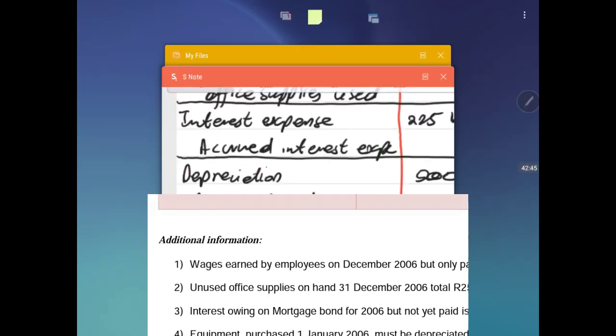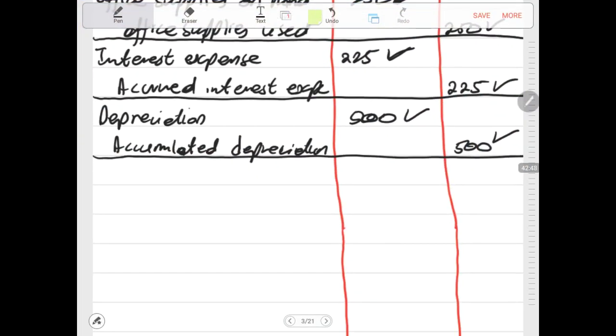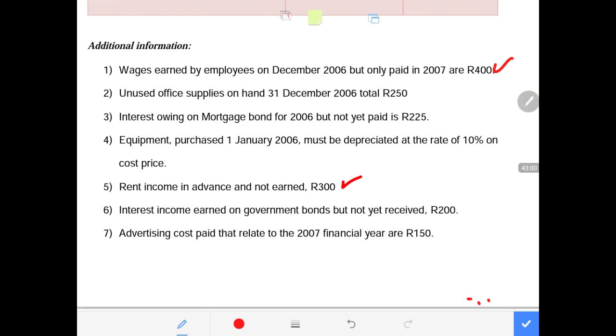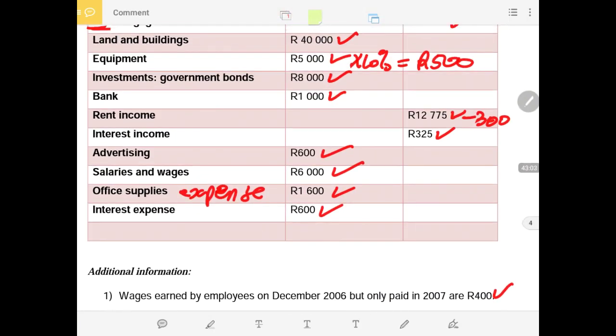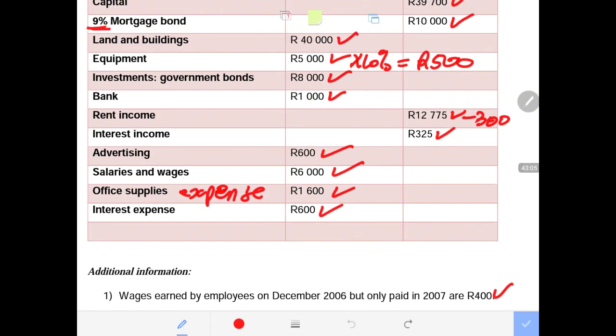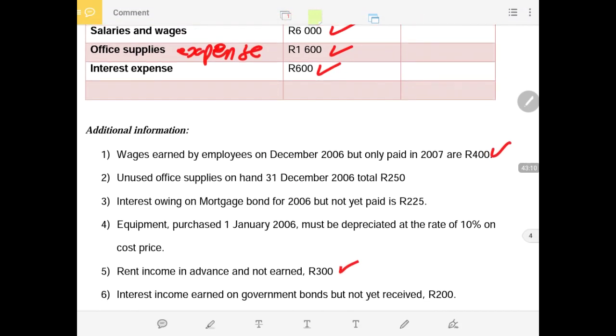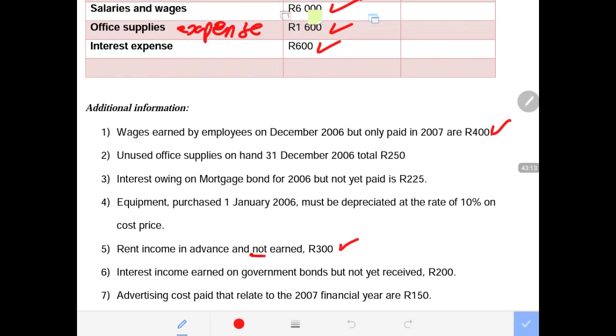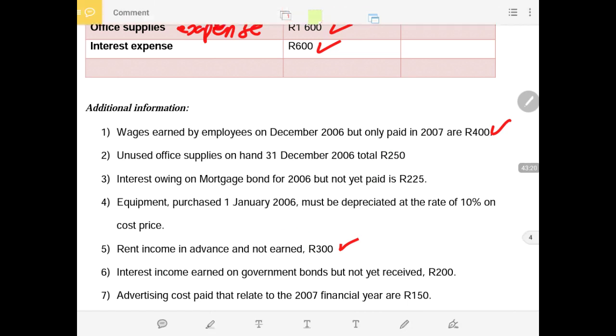So now let us record in our general journal and we debit our rent income. Why am I debiting rent income? Because I want to decrease my rent income by 300. Why am I decreasing my rent income by 300? It is because in my rental income of 12,775, there is 300 that is for next year, not for the current year, because it was received before time and we were not supposed to receive it. It was not earned. So for that reason, we must debit incomes.